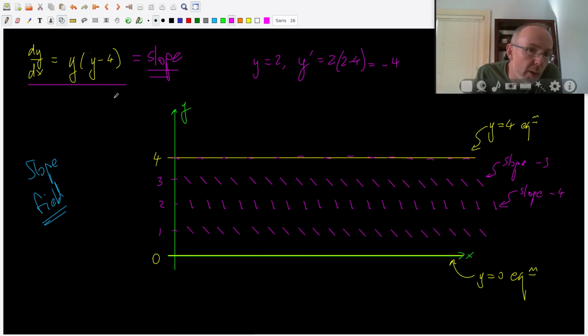When y equals 0, if I plug that in, all of the line segments will have slope 0. So I get a whole bunch of line segments along here with slope 0. And so that starts to give us an idea of what this looks like.